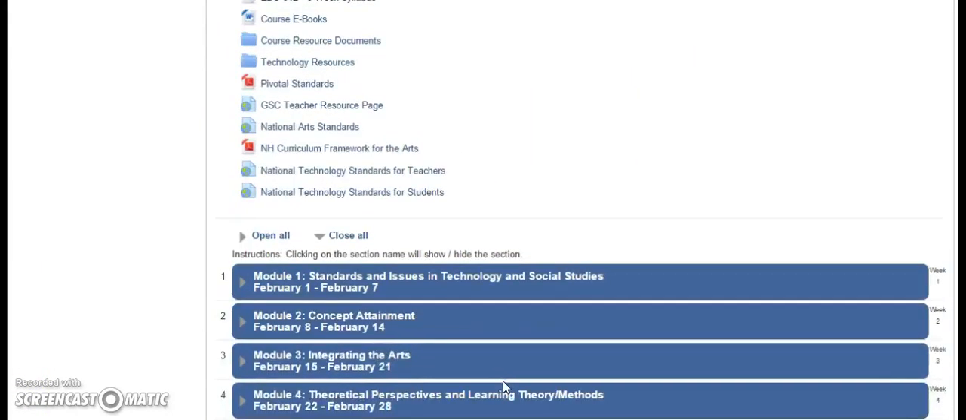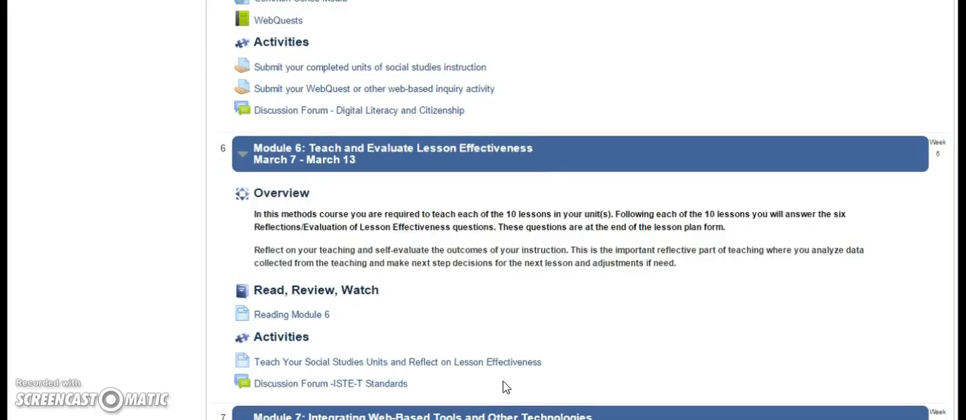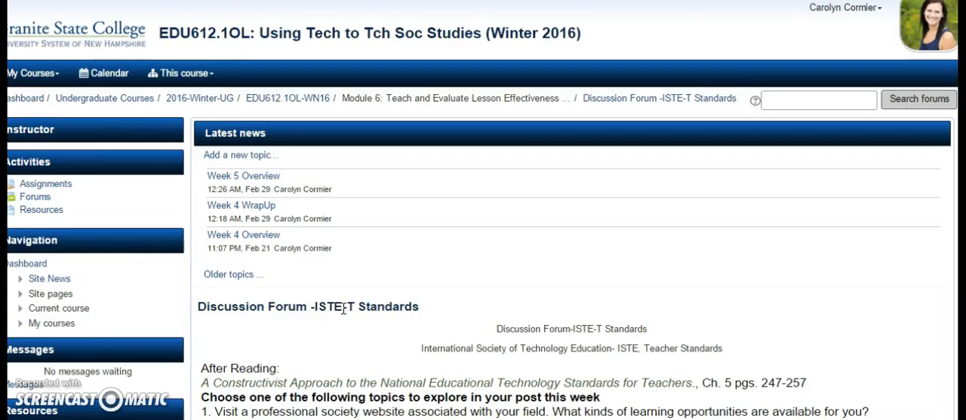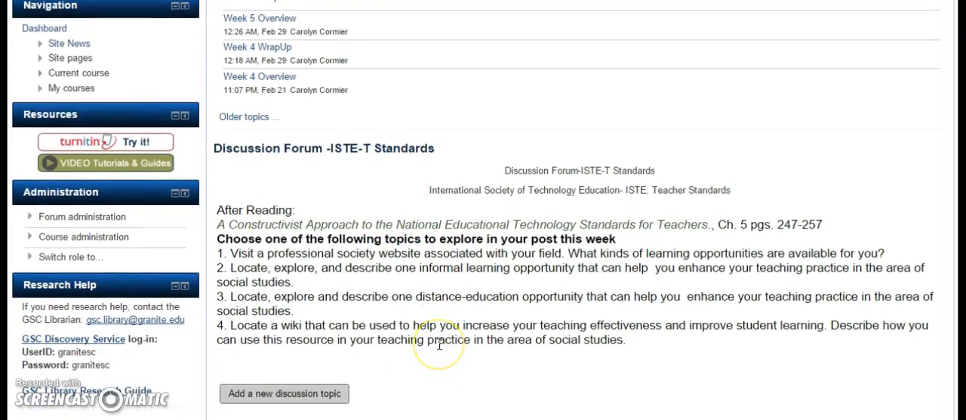After you finish your reading, I'd like you to come back here to our course shell and make a discussion post in our ISTE for Teachers Standards discussion forum, and as usual, respond to your colleagues. In this discussion forum, you'll be creating a post based on one of these 4 topics. So read through the 4 topics and choose one to respond to in your post.